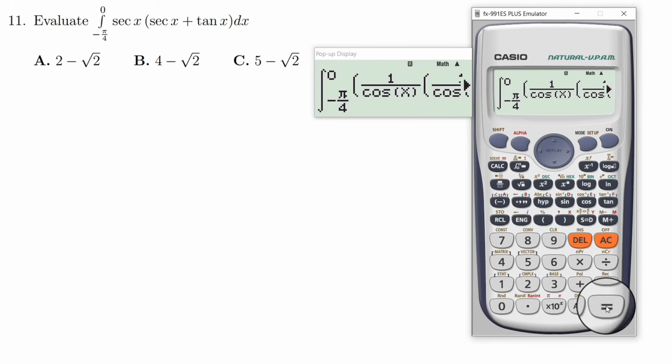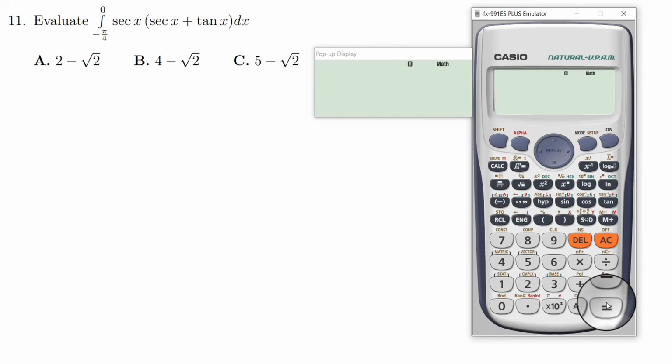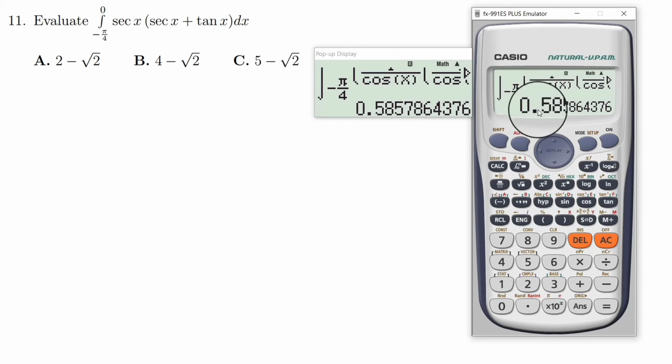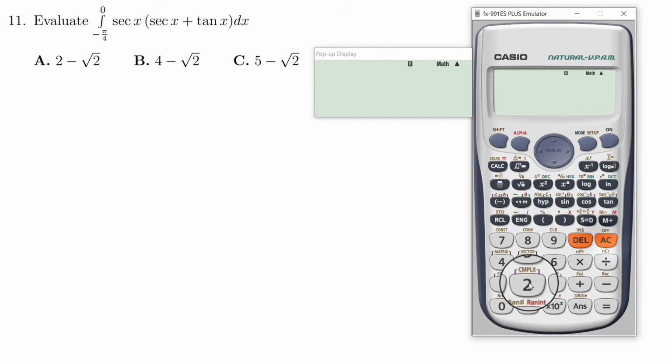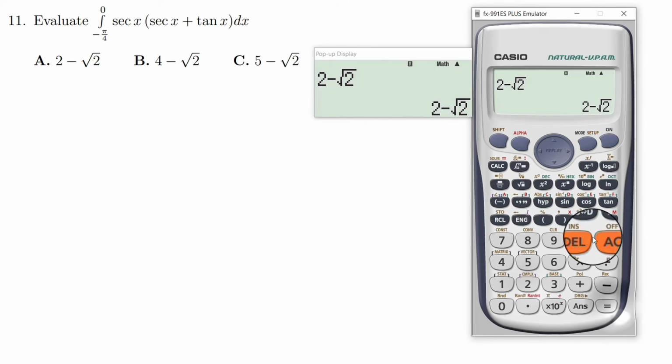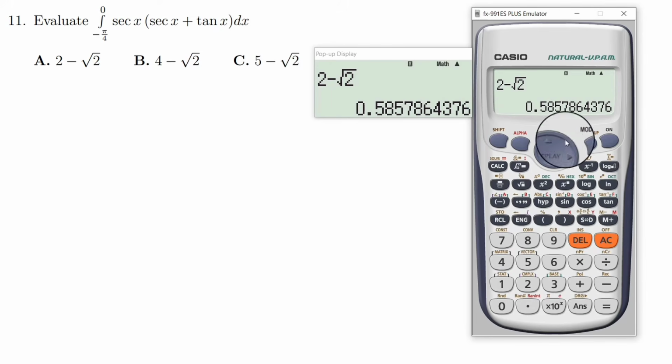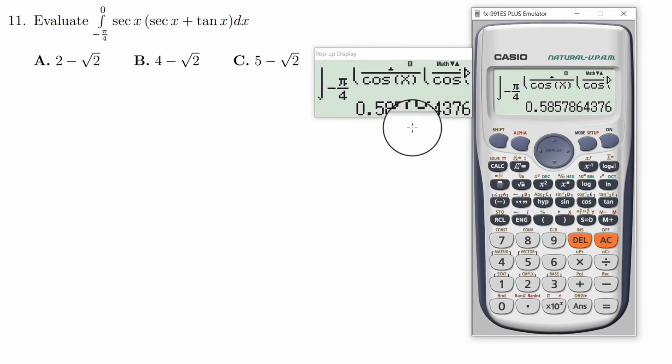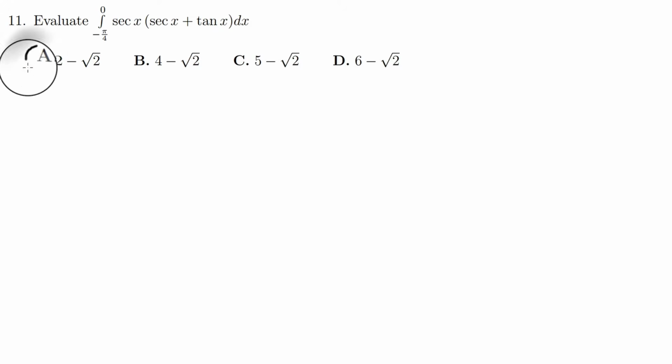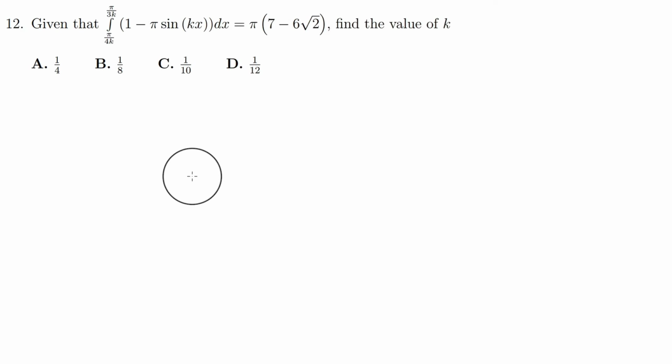So once we are done with that, let's evaluate this, let's see what we are going to have. So we have this to be 0.5857. So let's see 2 minus root 2. 2 minus root 2 is 0.5857, which corresponds to this answer. So that means the correct answer to this question is Option A. Alright, so let's move on to the last question for today.